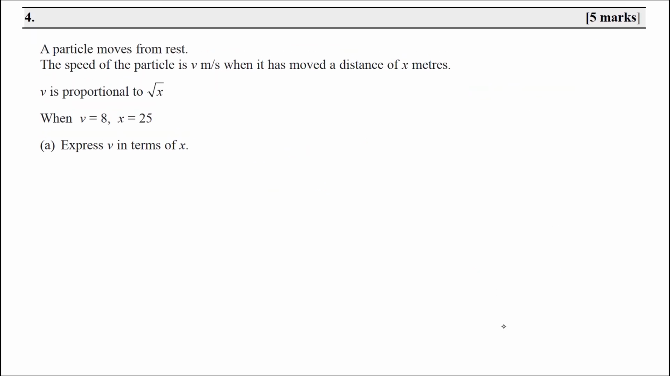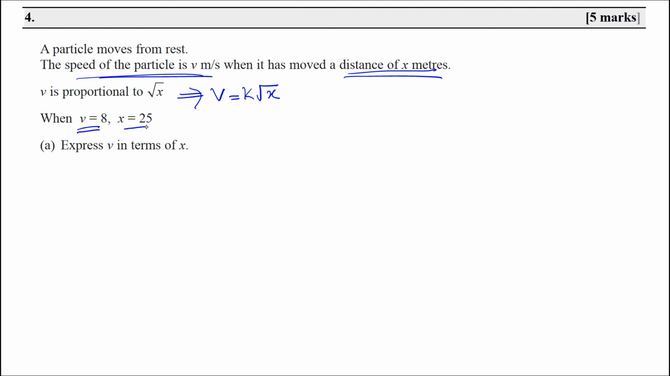Number 4. So we have a particle that moves from rest. The speed of the particle is v meters per second when it has moved a distance of x meters. And we have this statement here, v is proportional to square root of x. So we can translate this to an equation. So v will be equal to k square root of x.